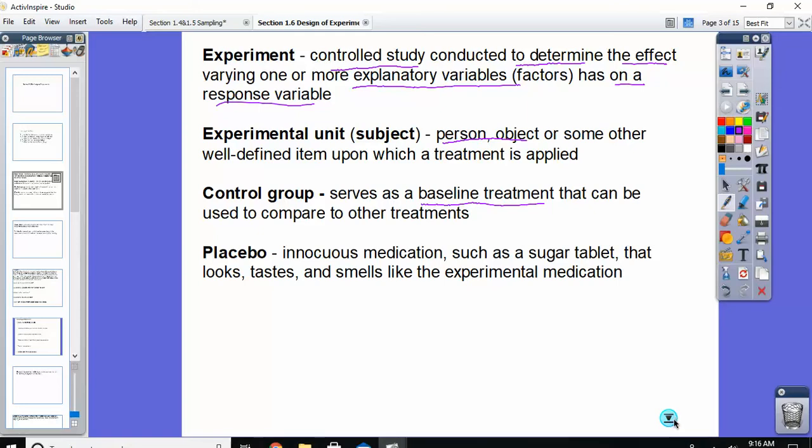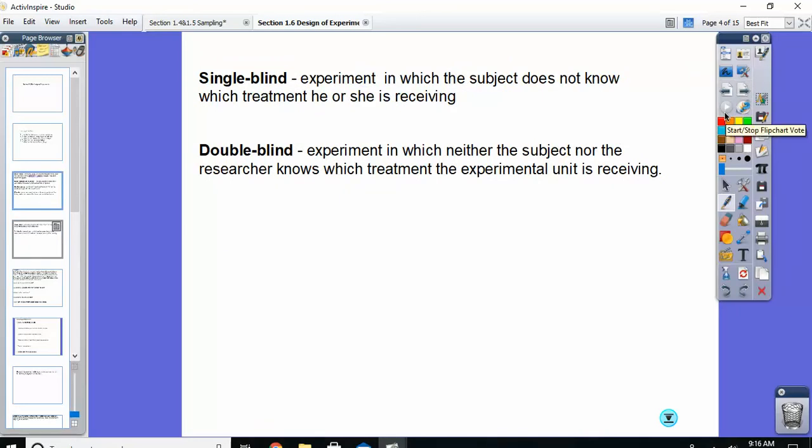The 2 types of experiments that we might have here, you can have a single or a double-blind experiment. In a single-blind experiment, there's just one person that's blind to it. The subject doesn't know which treatment they are receiving. Double-blind, there are 2 people that don't know. Neither the subject nor the researcher knows which treatment the person is getting.